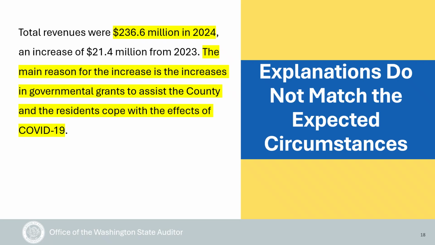The narrative and tables in the MD&A should make sense with the government's circumstances and financial statements. Let's look at the example. This county is saying that in 2024, they had a $236.6 million increase to revenues. They are claiming most of this increase is from COVID money received in 2024. What seems odd about this narrative? If you said it would seem odd based on the information given that most of this increase is due to COVID, since there wasn't a large influx of money in 2024, you would be correct.